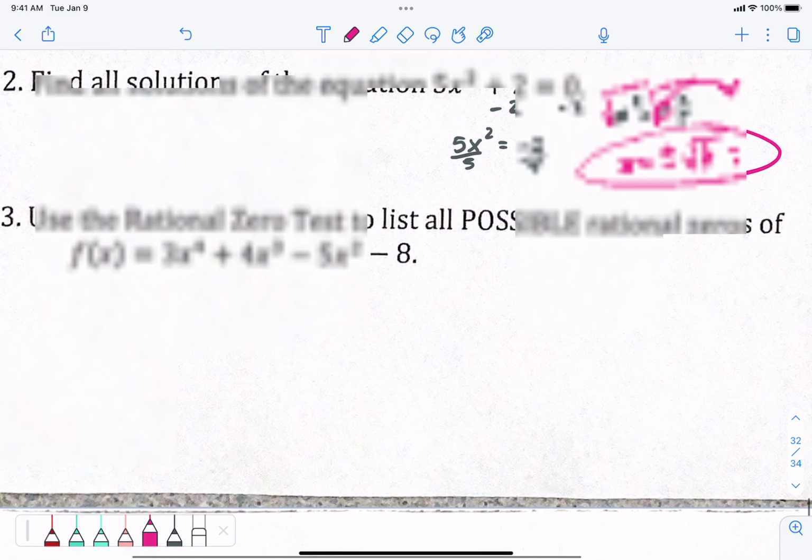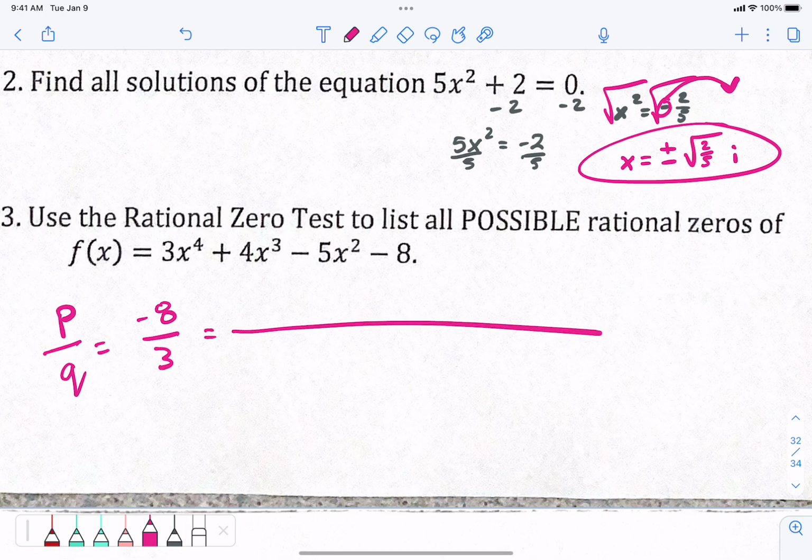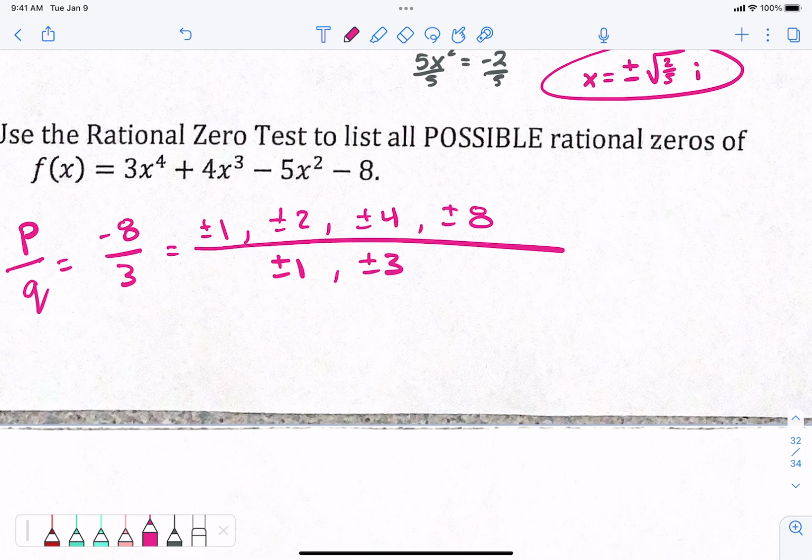Use the rational zero test to list all the possible ones. P is negative 8. Q is 3. Factors of negative 8: plus minus 1, plus minus 2, plus minus 4, plus minus 8. Q is the number in front of the x to the fourth, so factors of 3 are plus minus 1 and plus minus 3. This is super ugly, but we're only listing the possible ones. You don't have to actually plug them in.